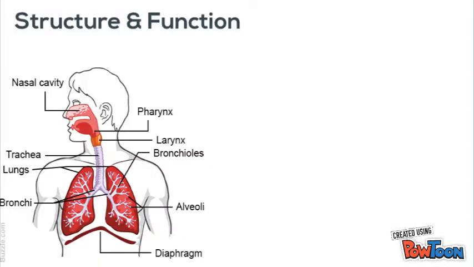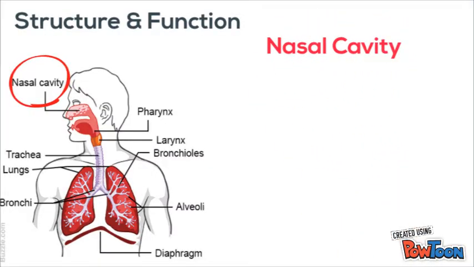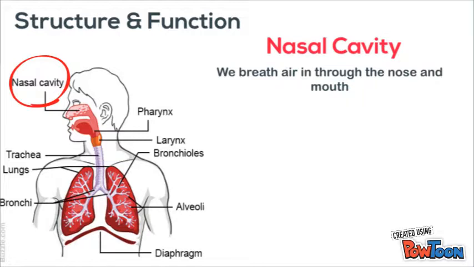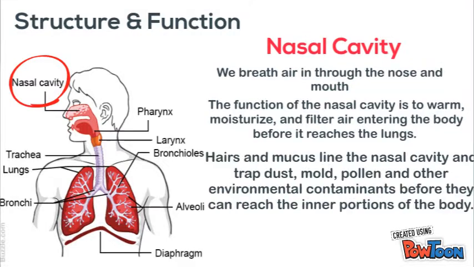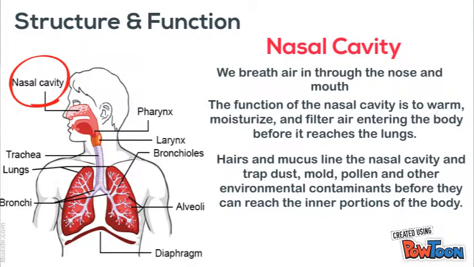First, we have the nasal cavity. We breathe air in through the nose and mouth. The function of the nasal cavity is to warm, moisturize, and filter air entering the body before it reaches the lungs. Hairs and mucus line the nasal cavity and trap dust, mold, pollen, and other environmental contaminants before they can reach the inner portions of the body.